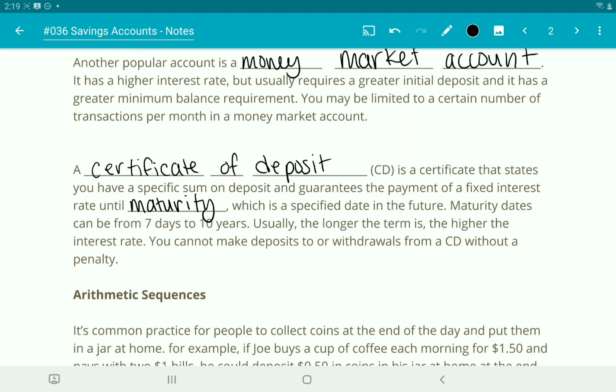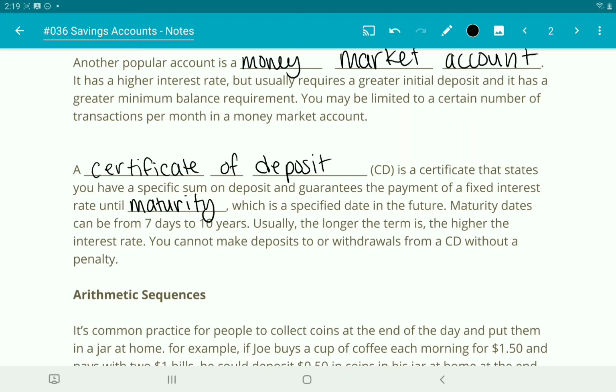So whenever you use a certificate of deposit, you say, okay, you have this certificate, and it says you deposited so much money, and for the next 2 years, you will get so much interest added onto that. Usually the longer the term is, the higher the interest rate. So if you're going to wait 5 years to use the money, they'll give you a higher interest rate based on your amount, as opposed to if you would just wait a week to use the money, for example.